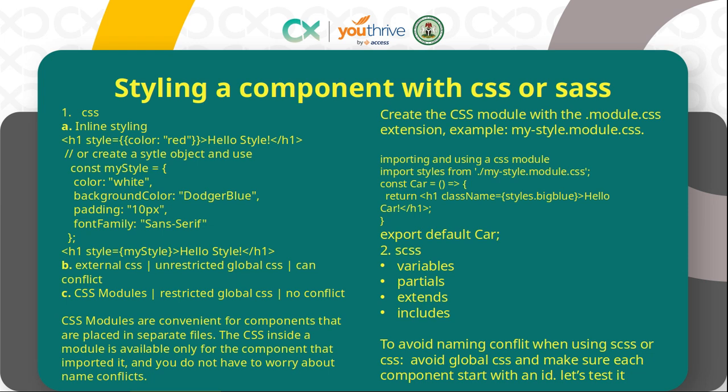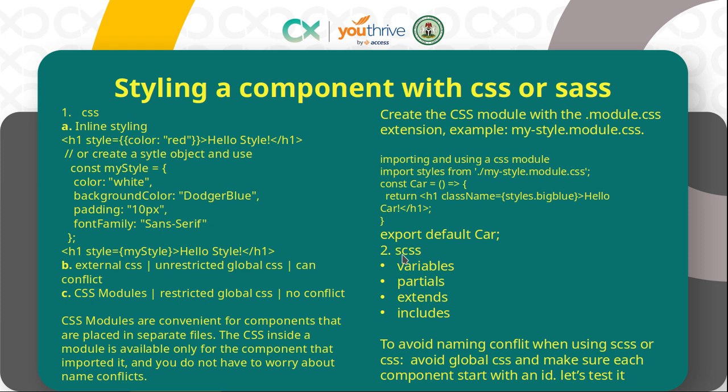In our last video we learned how to style our React component using CSS, either the inline CSS, the external CSS, or using the CSS module. We noticed that we can use the CSS module to avoid CSS conflict, but we can also do that using external CSS when we use the descendant selector. So now I'm going to show you how to style a component using SCSS.